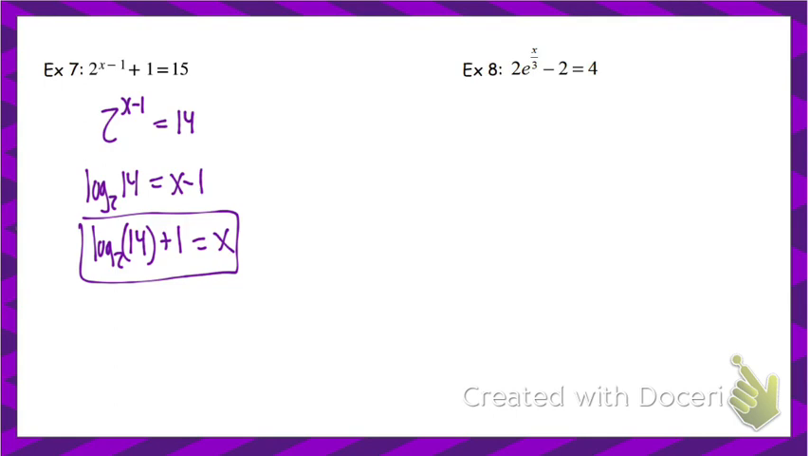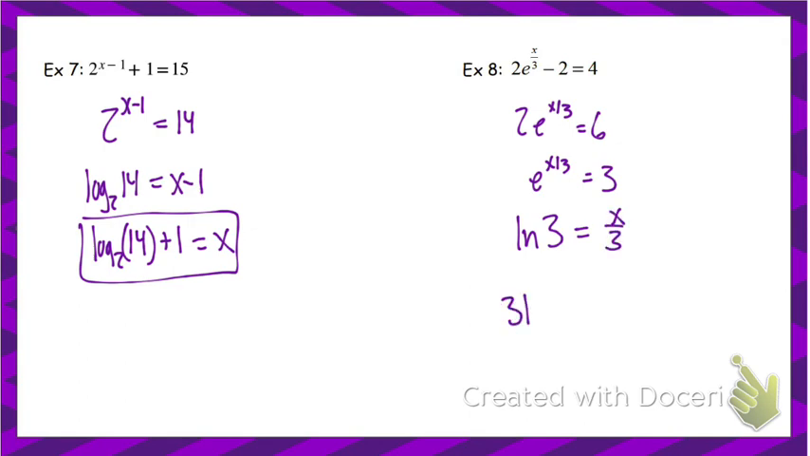All right, if you feel comfortable, pause the video, try this one on your own. All right, you want to get the e here by itself because that's your base. So we're going to add 2. We're going to divide by 2. Once that base is by itself, you can rewrite this as a log. Log base e is ln, so ln 3 equals x over 3. Last step to get x by itself would be to multiply by 3 on both sides. And again, since we don't have a calculator, you can leave this here.